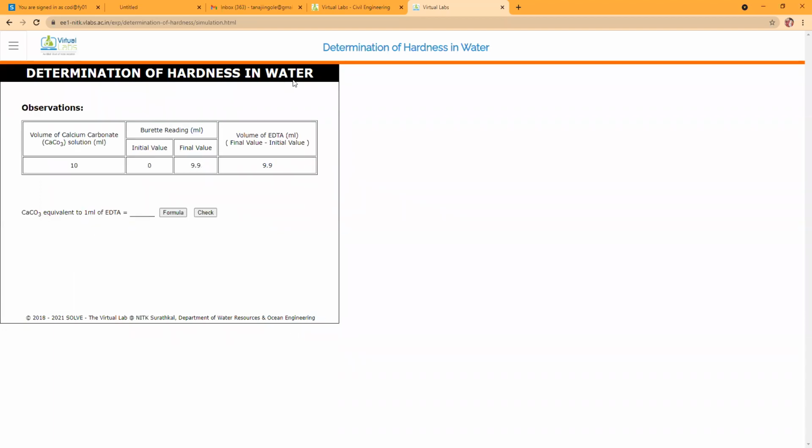Determination of hardness in water. Observation: volume of calcium carbonate CaCO3 solution is 10 ml. Burette reading in ml: initial value 0, final value 9.9. Volume of EDTA in ml: final value minus initial value is 9.9. CaCO3 equivalent: calcium carbonate equivalent to 1 ml of EDTA. Formula: calcium carbonate equivalent to 1 ml of EDTA is equal to volume of calcium carbonate divided by volume of EDTA.